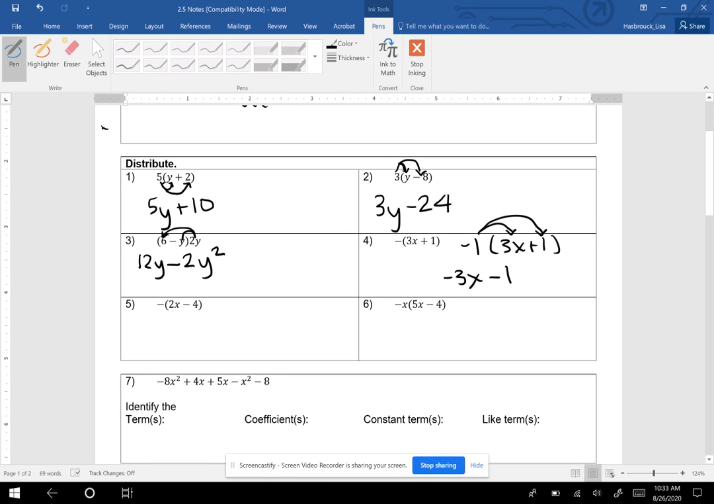Number 5 is similar to number 4. There's a negative in front that is like a negative 1. So we get a negative 2x, and then it's a negative times a negative, which will give us a positive 4.